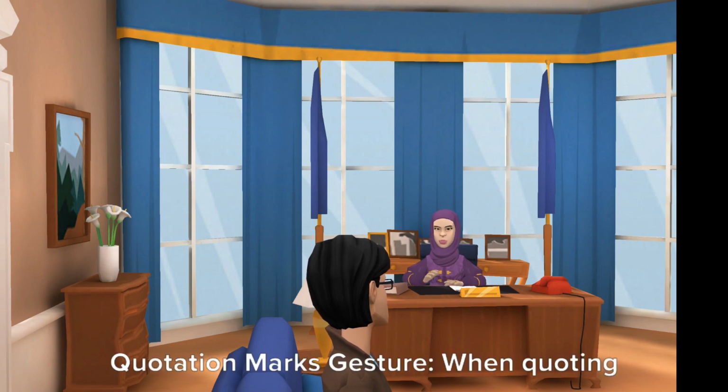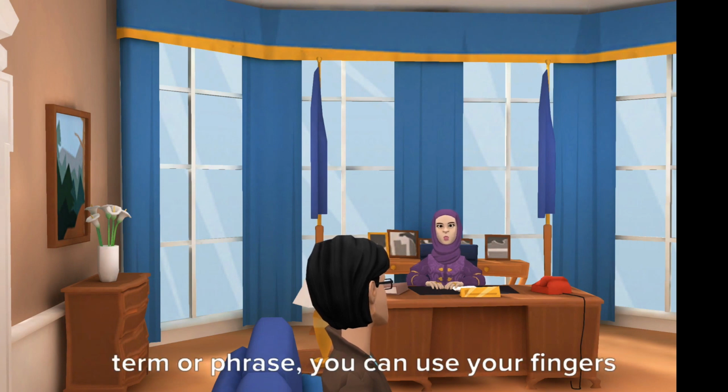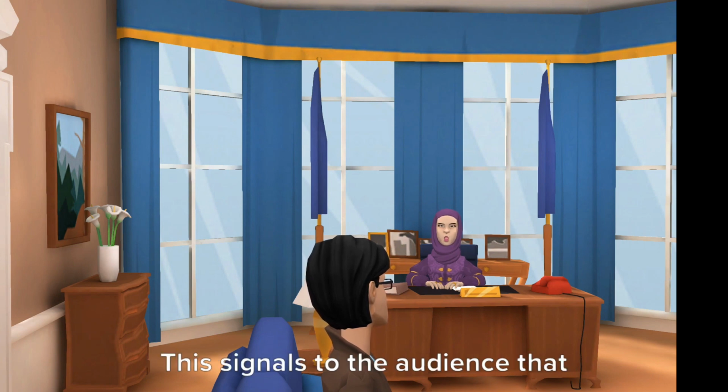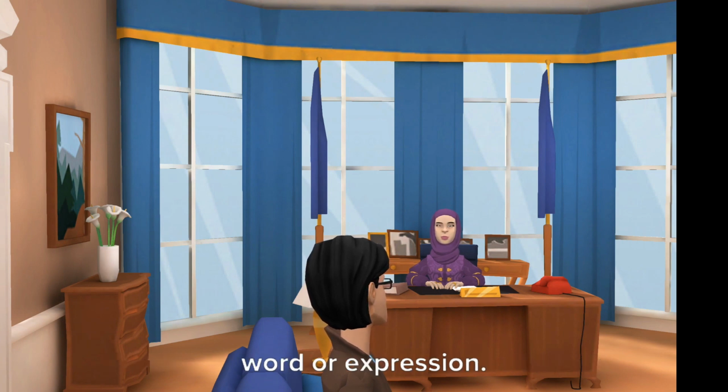4. Quotation marks gesture. When quoting someone or referencing a specific term or phrase, you can use your fingers to create quotation marks in the air. This signals to the audience that you are citing or emphasizing a particular word or expression.